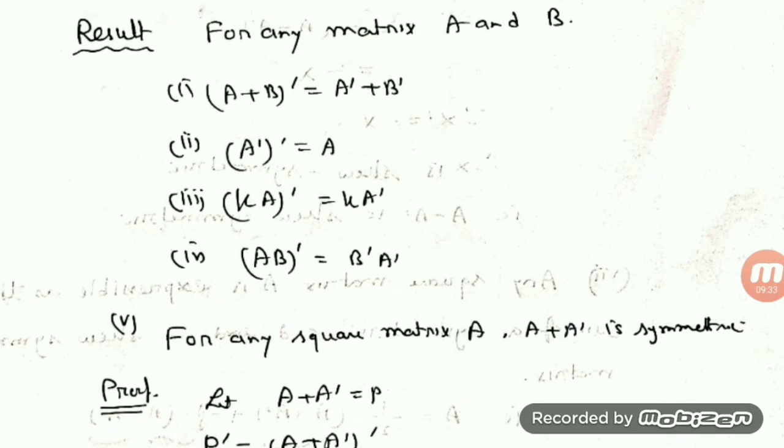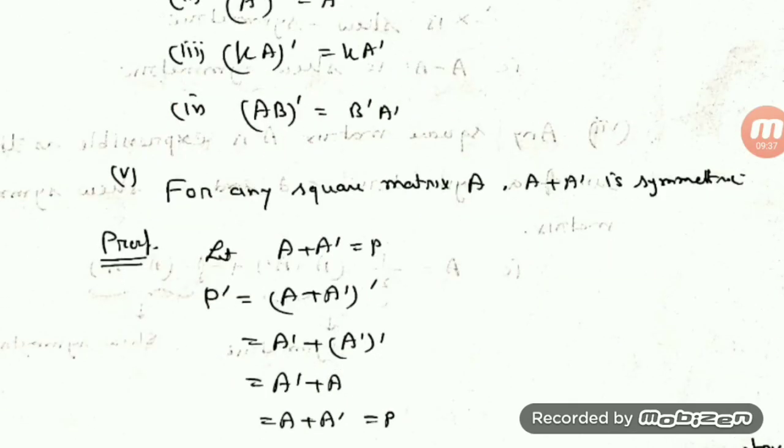Then by this law, (A plus B) whole transpose can be written as A transpose plus B transpose. So it can be written as A transpose plus (A transpose) whole transpose. A transpose keeps as it is, and the transpose of the transpose equals A. Then you can change the position: A plus A transpose, which is nothing but P. So what does it mean? P transpose equals P. It means the transpose of the matrix equals the matrix itself, so the matrix is said to be symmetric. That is, A plus A transpose is symmetric.